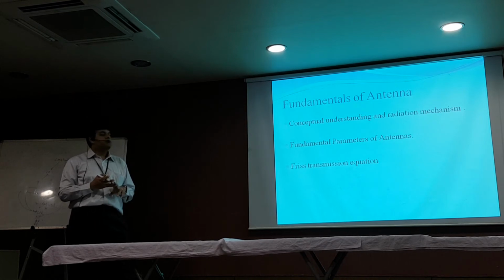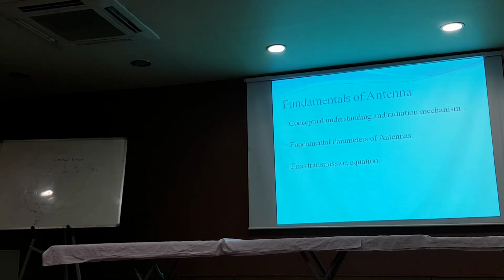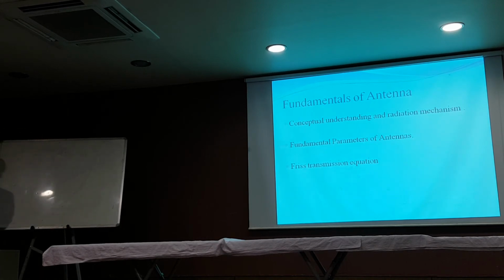Then beam width. We know the beam width of the antenna will be focused in one particular direction, so that it will radiate more in that direction. To understand this, first of all, we will see the concept of lobes and nulls.